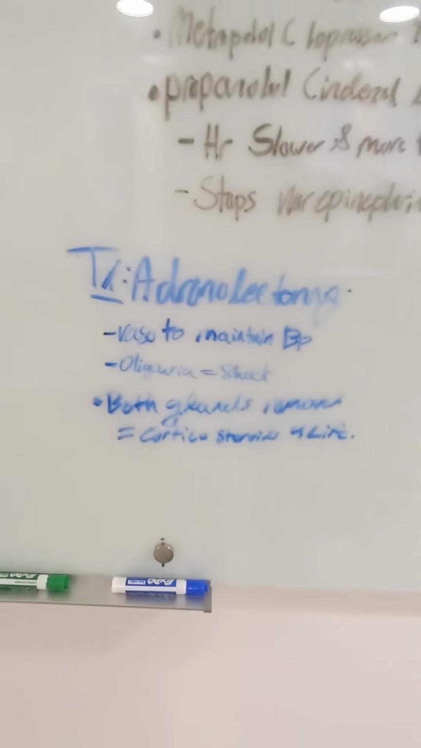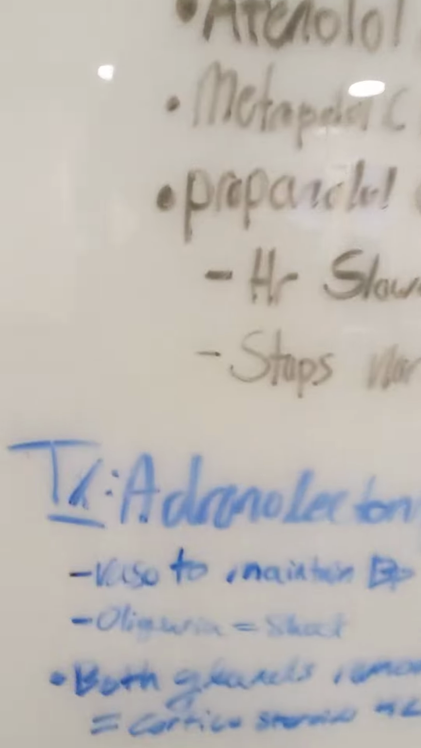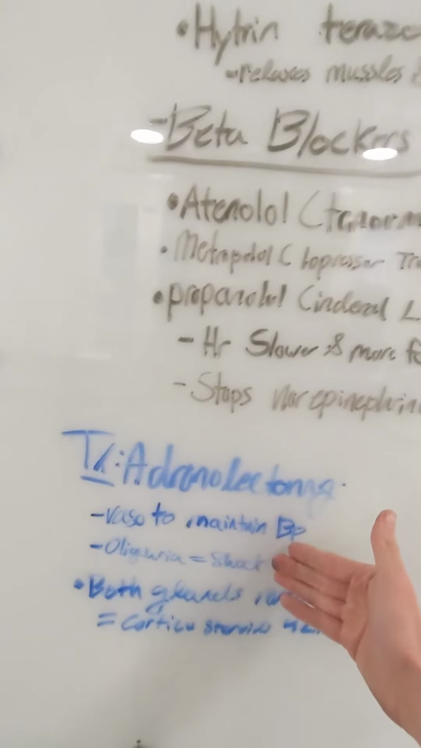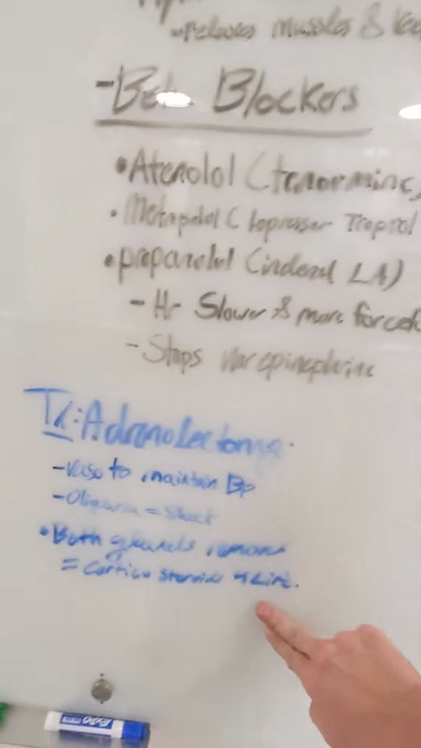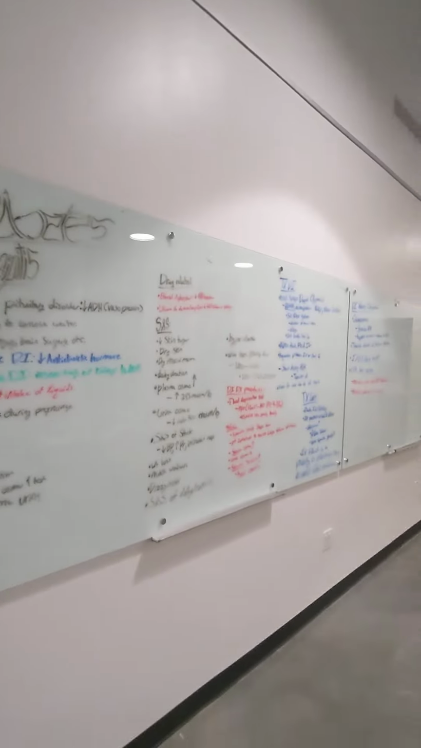Now, oh wait, I did this wrong. This is post-op for adrenalectomy. I should have written it better. So same thing, post-op adrenalectomy, vasoconstrictors mean blood pressure, oliguria means shock. But if they take out both glands, they're gonna be on corticosteroids for life because their body cannot produce it anymore.